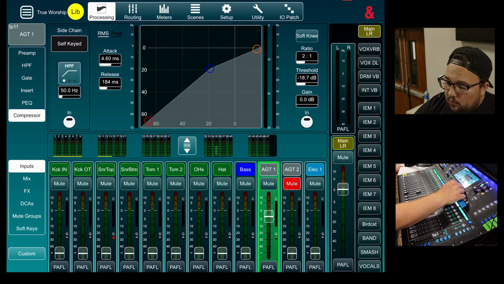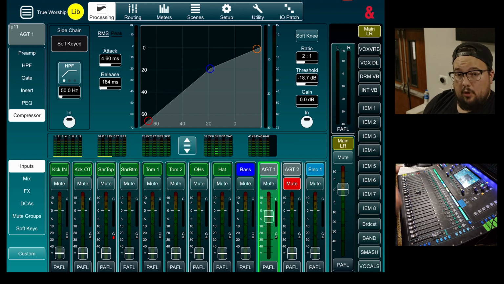So a low ratio is going to be doing minimal compression. Usually 2-to-1, 3-to-1 is considered a low compression ratio. And those are really designed to just touch the dynamics of things and pat it down. Sometimes it's used just to add a little bit of character, but not much. Versus a 4-to-1 or a 10-to-1, those are super aggressive ratios, and so we're going to hear it more, we're going to feel it more, and we're going to be cutting a lot of gain out of our signal.